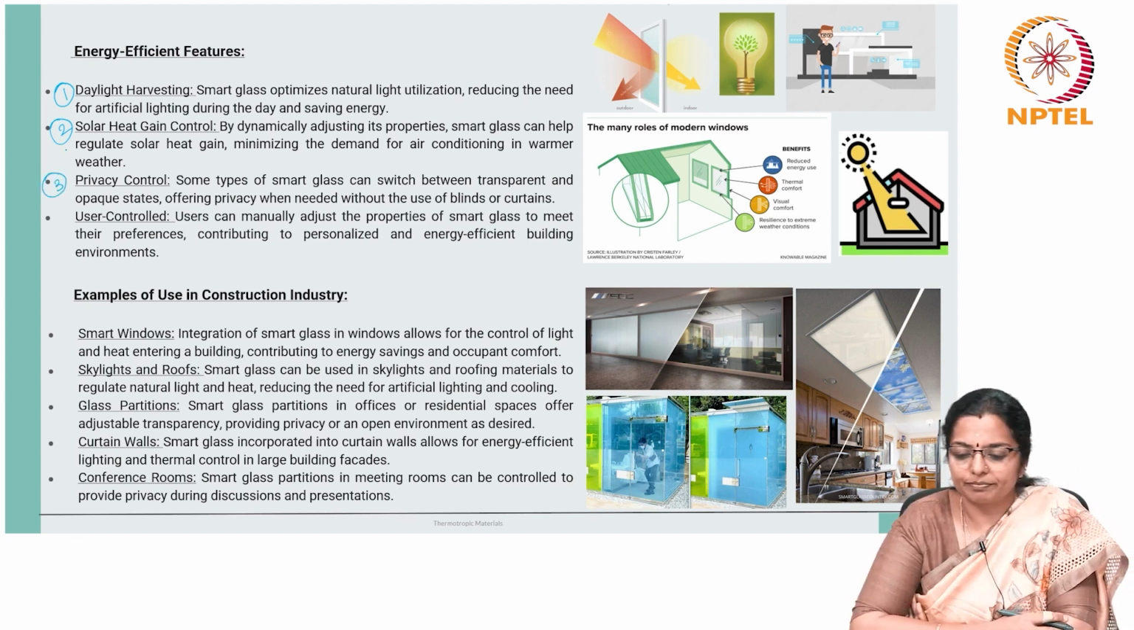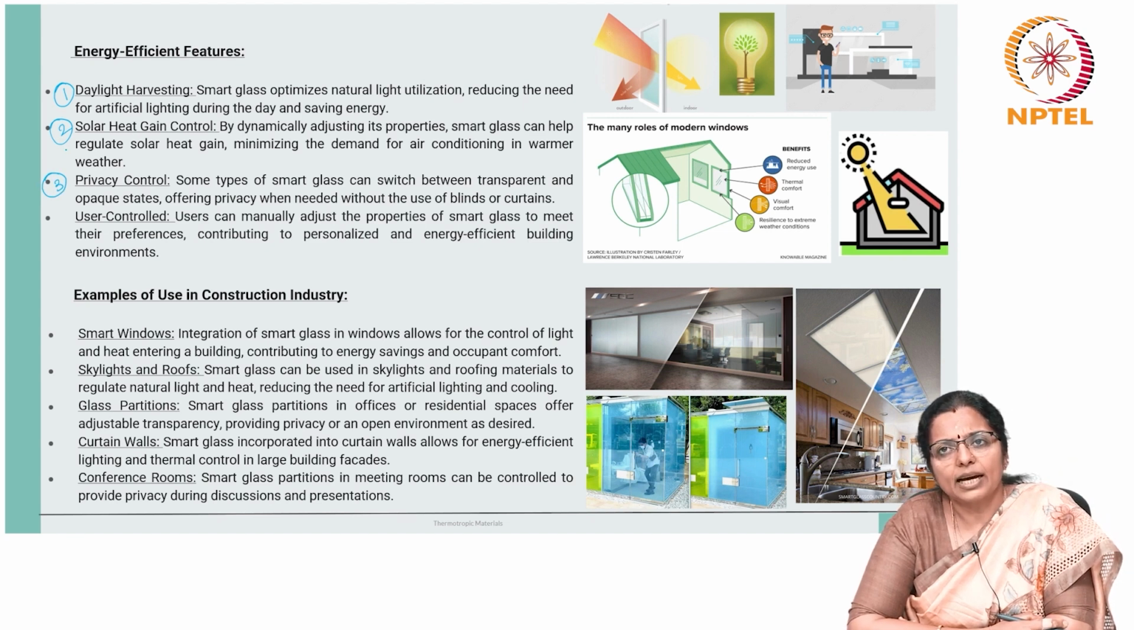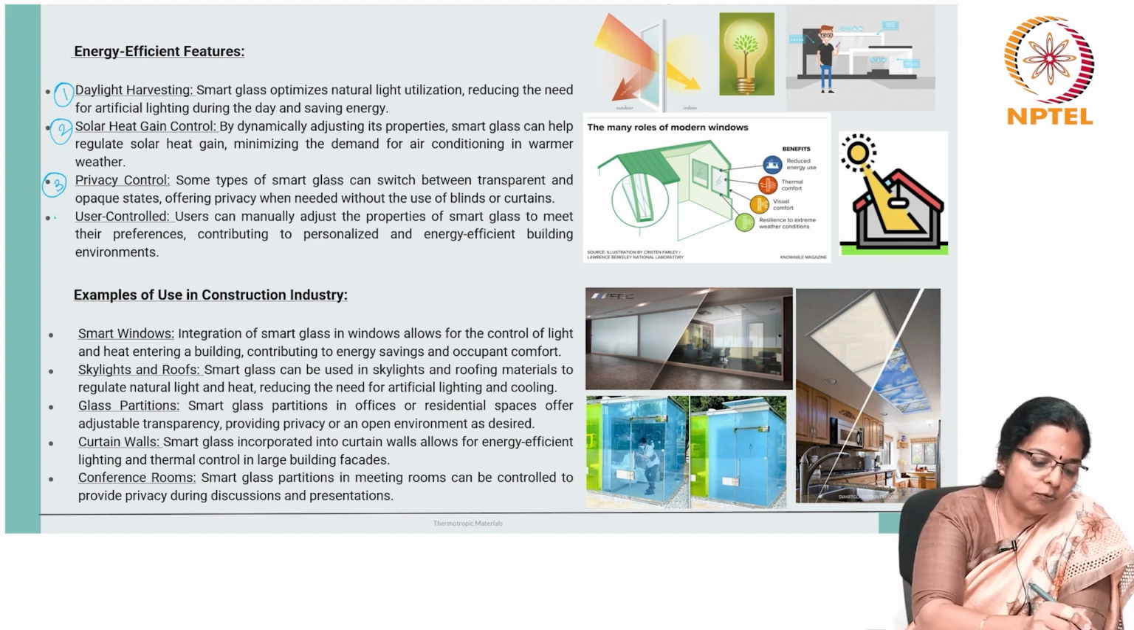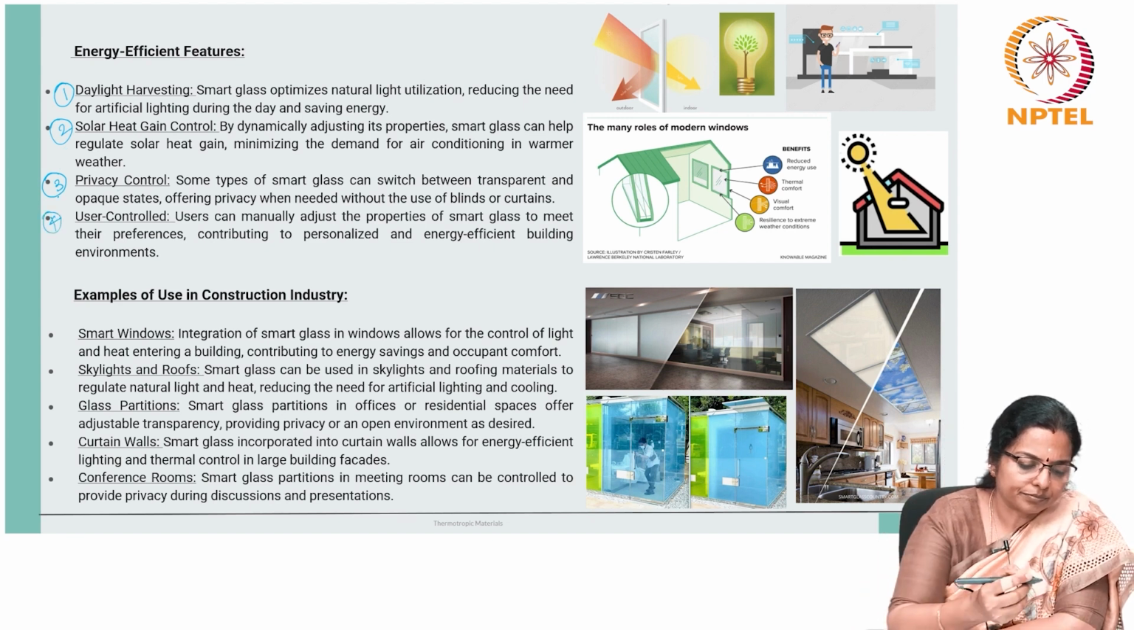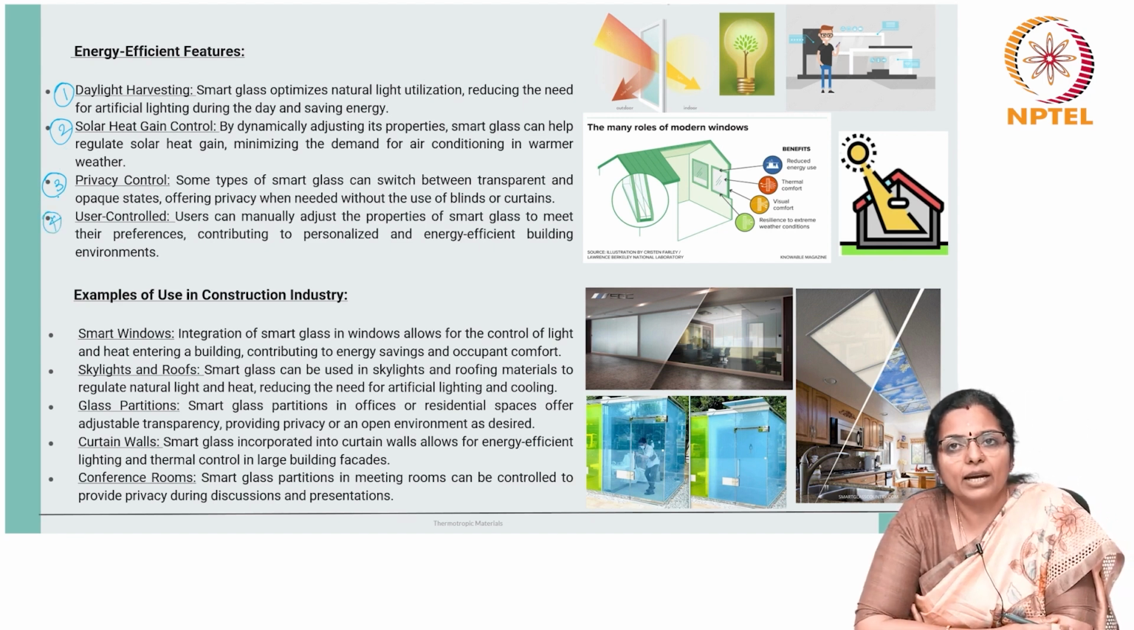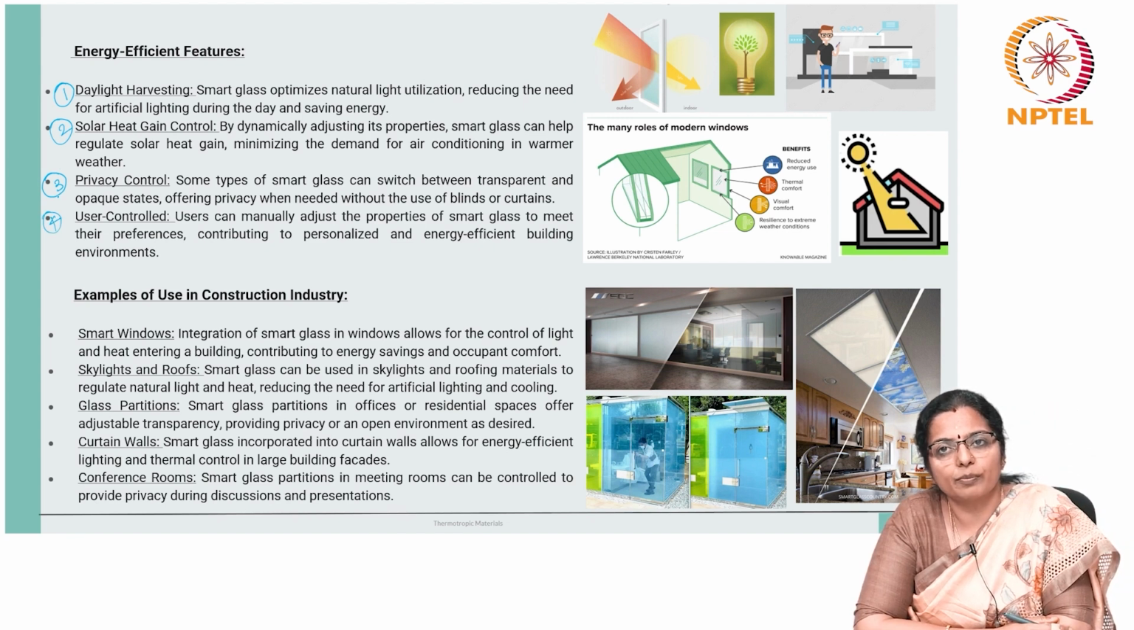Third is privacy control. Some types of smart glass can switch between transparent and opaque states, offering privacy when needed without the use of blinds or curtains. And fourth is, users can manually adjust the properties of smart glass to meet their preferences, contributing to personalized, customizable and energy efficient building envelopes.